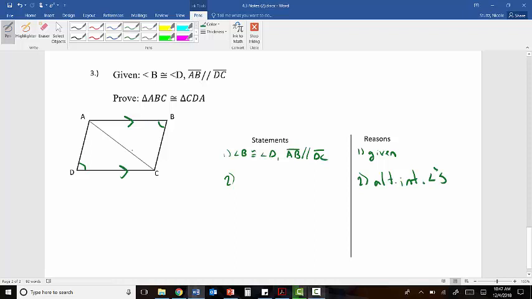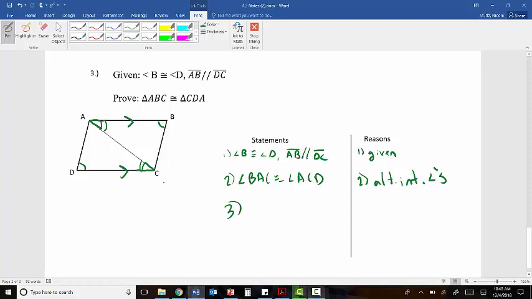And if you remember, your rainbows, your alternate interiors, have to touch the parallel side. So they have to be here and here. So they have to be between your parallel marking and your diagonal. So these are your alternate interior angles. So we want to go ahead and name them angle BAC and angle ACD.